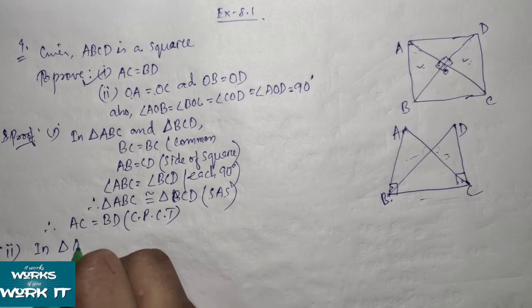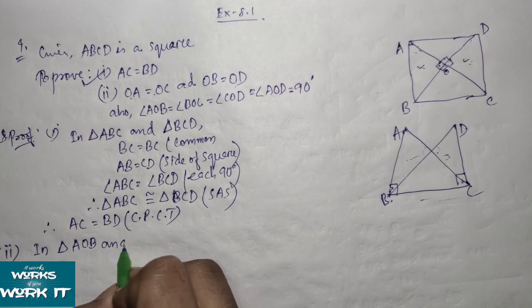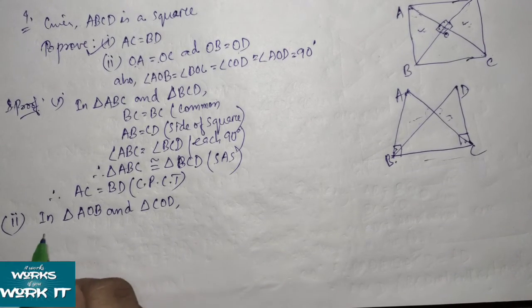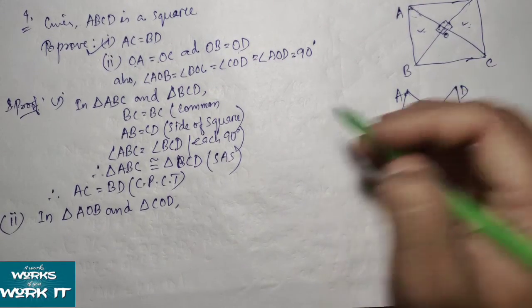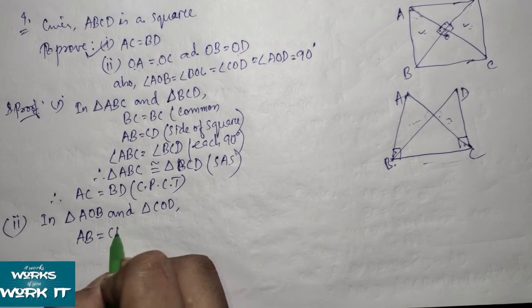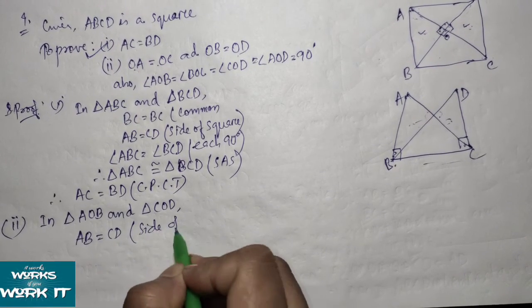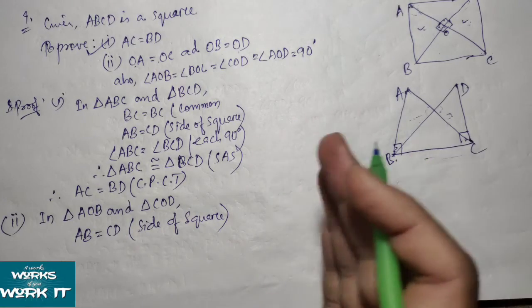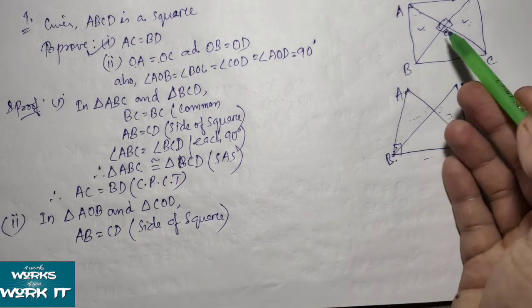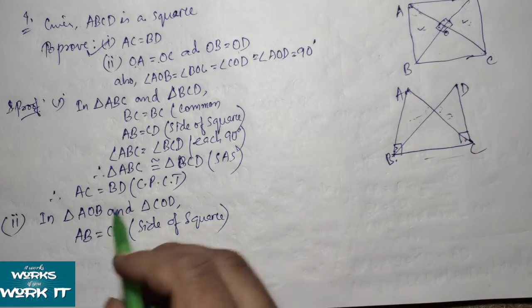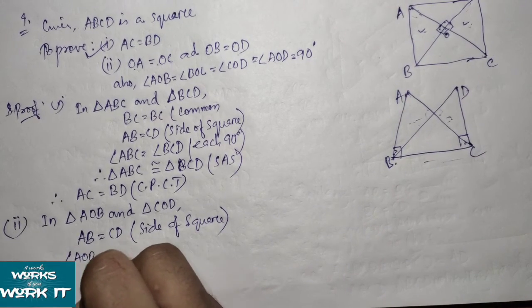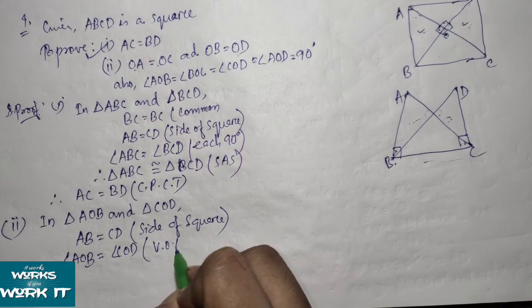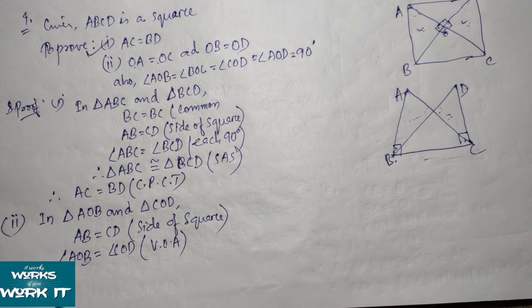In triangle AOB and triangle COD, what are the things that will be equal? One, I can write AB is equal to CD because they are sides of the square, and all sides of a square are equal. Then we can write angle AOB is equal to angle COD. Why? Vertically opposite angles. This we have also seen in chapter 6.